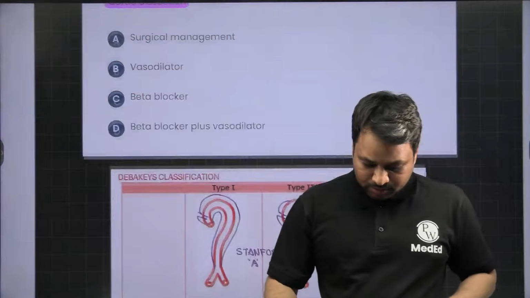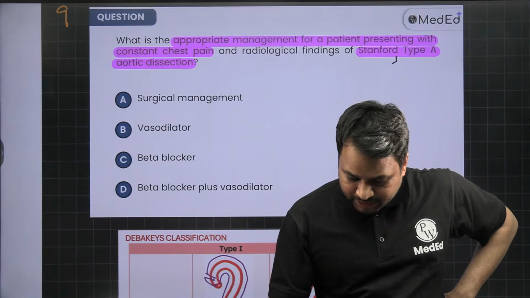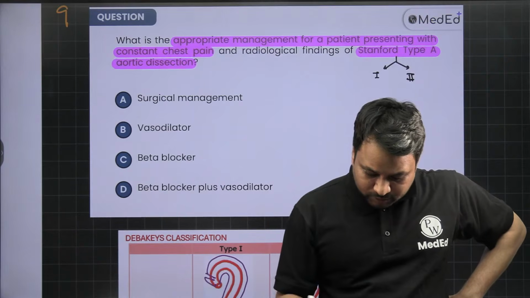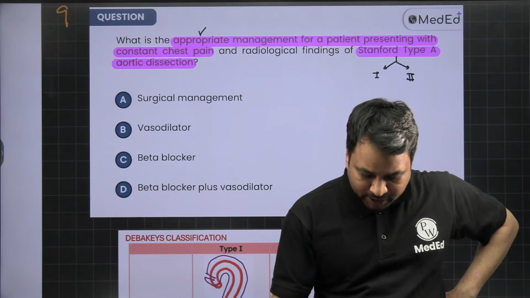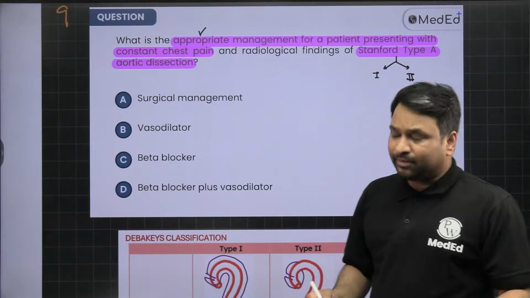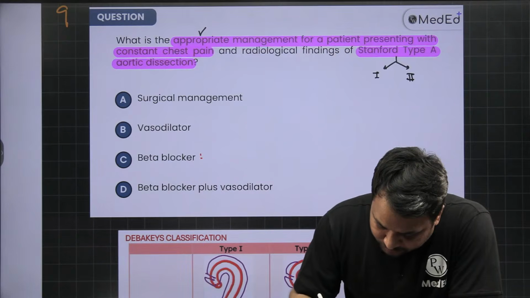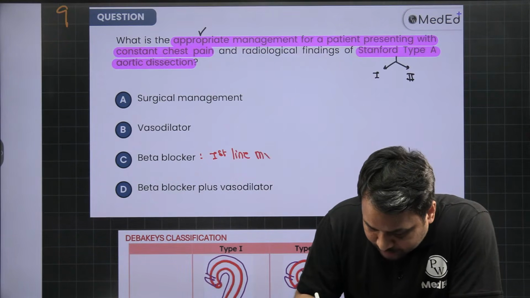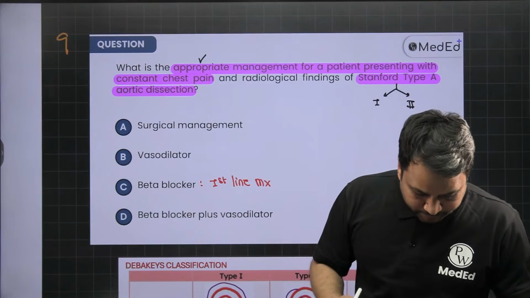So in Stanford A, that is DeBakey, Stanford A is both DeBakey type 1 and DeBakey type 2. If they're asking appropriate management, right? So if they ask you what is the first line management, the answer is going to be beta blocker. So beta blocker becomes the first line management, right?